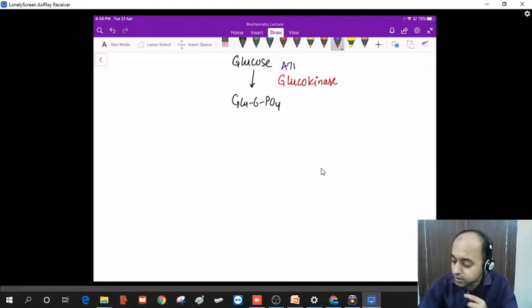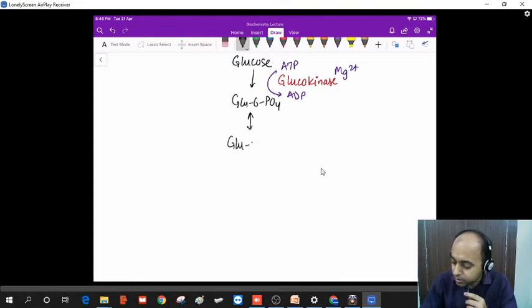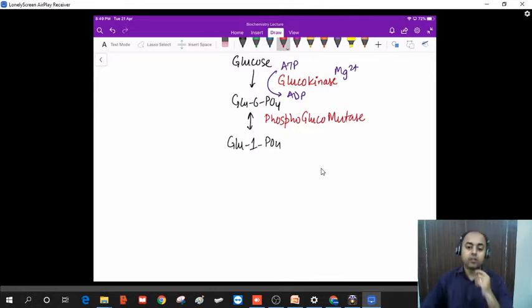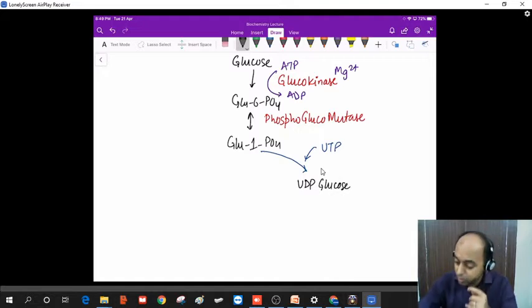For this process it requires the ATP, and magnesium is required as the cofactor. We've already done this part. But here, this glucose 6 phosphate is quickly isomerized into glucose 1 phosphate. The name of the enzyme is phosphoglucomutase. So phosphate is shifted from position 6 to position 1 by an isomerase enzyme, and here it attaches to UTP to form the UDP glucose.